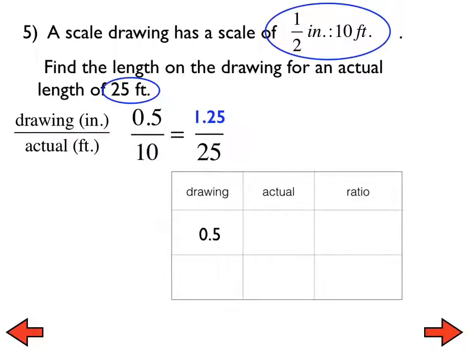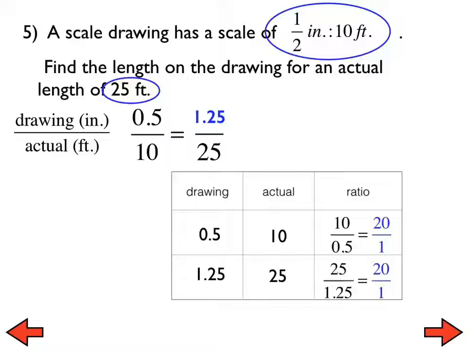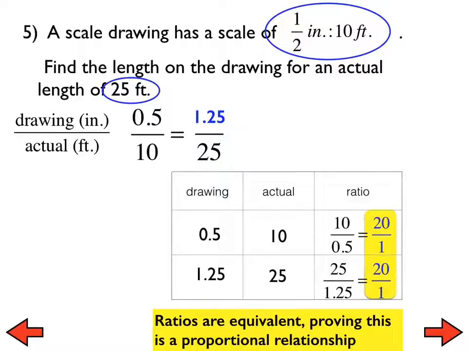The drawing is ½ inch, and the actual was 10 feet. The drawing we just figured out was 1¼, actual was 25 feet. Y over x gives us 10 over half, which is 20. And 25 over 1.25, which is also 20. If they match, that means what? What kind of relationship do we have? Proportional, which means our answer is correct. Because we were given a scale, which means this should be a proportional relationship. If your ratios don't match, that means it's not proportional. That means you messed up. It should be proportional. Okay?